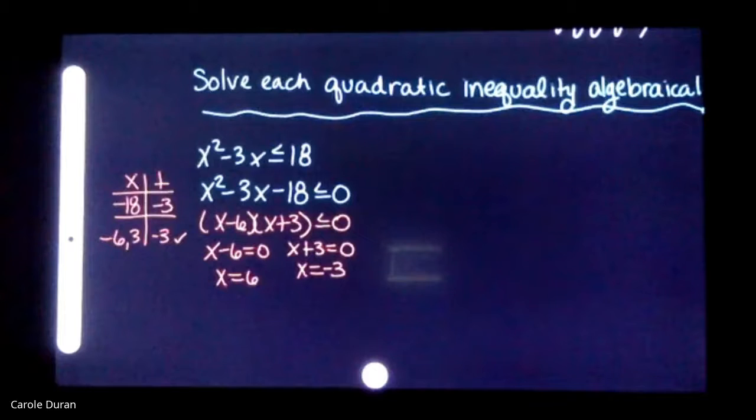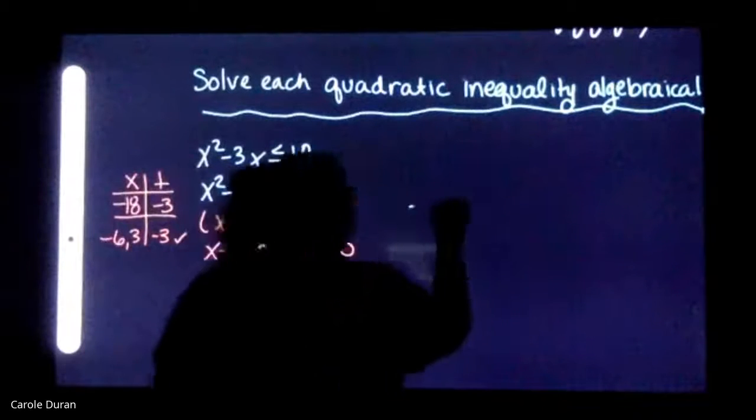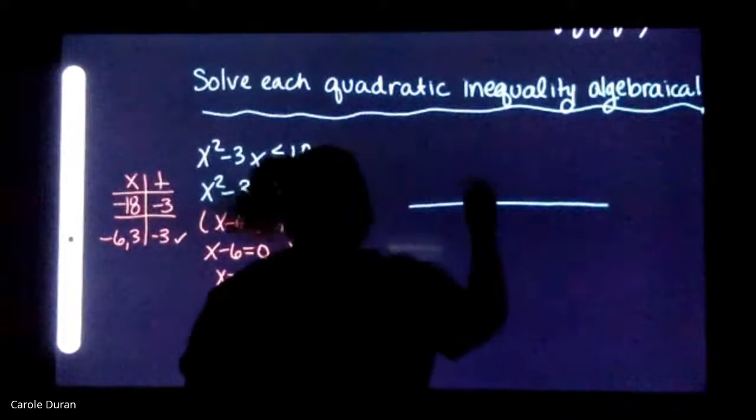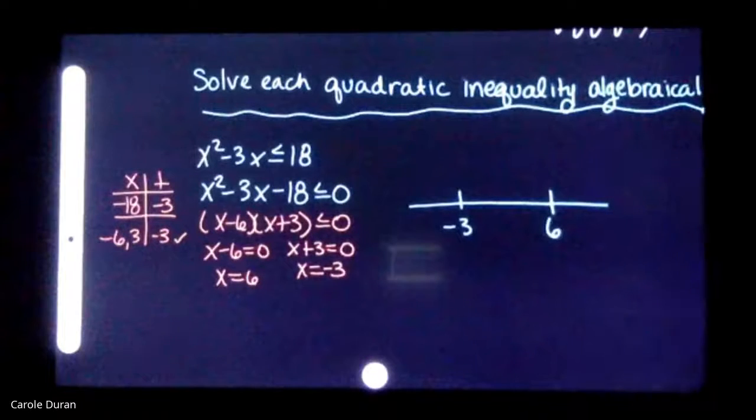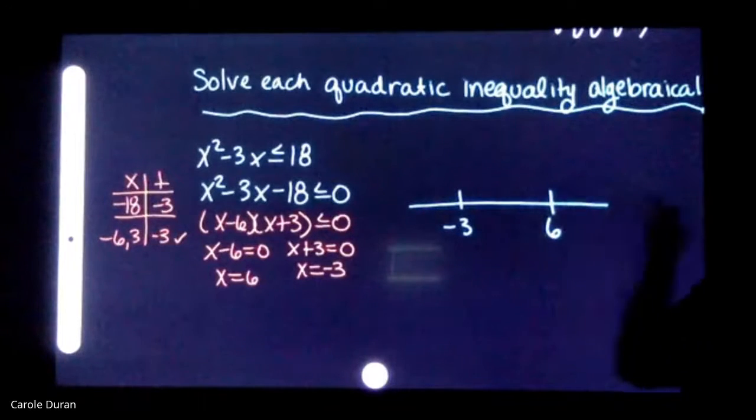So now that I have found my zeros, I need to set up a number line. On this number line, I'm only interested in those two zeros, so negative 3 and 6. Sometimes you might only get 1 zero, in which case you would just put it on there once, and then we would just have two sides.